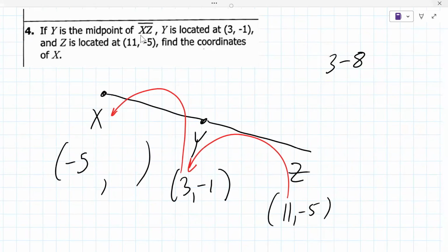Now, same thing for this other direction. You're going from negative 5 to positive 1. You know, what's the step there?